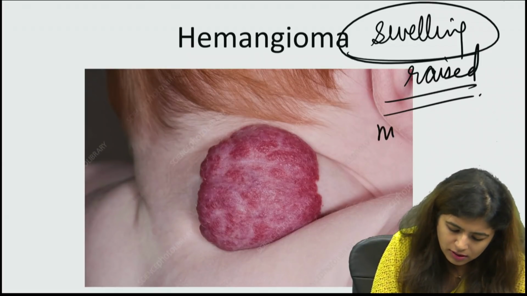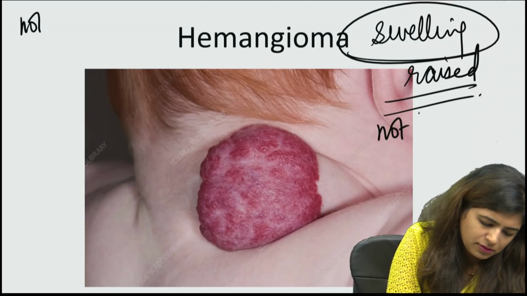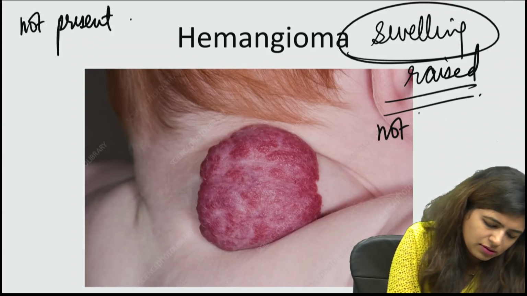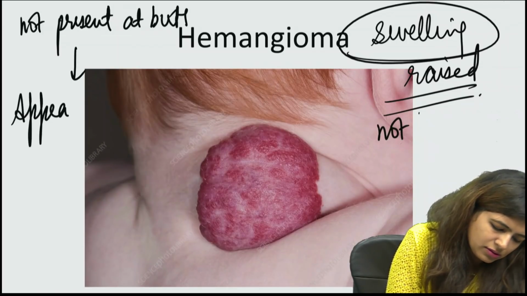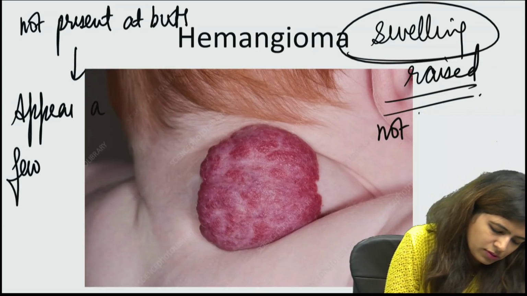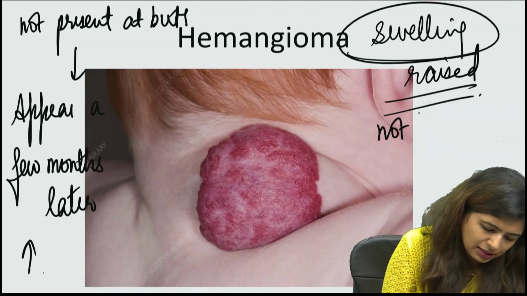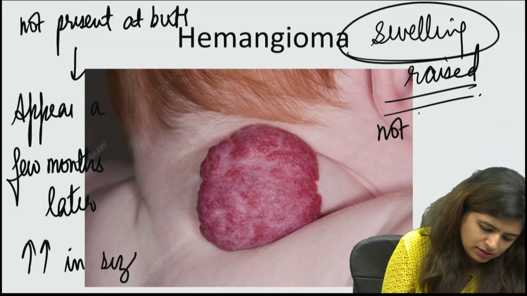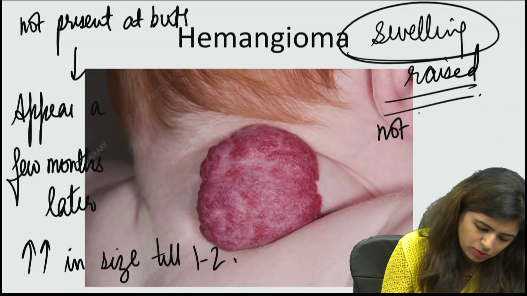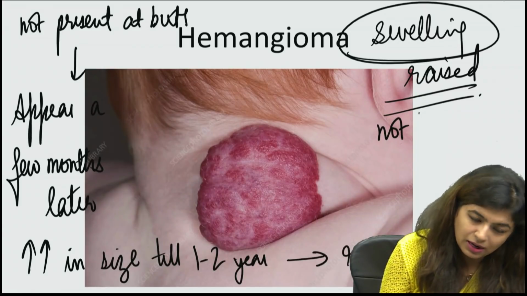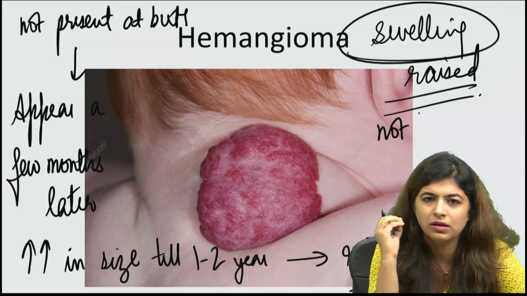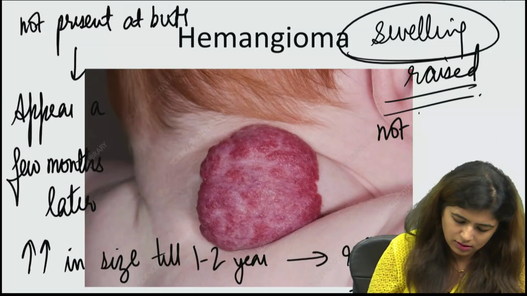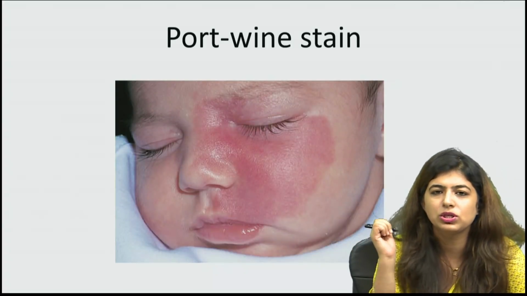Generally it is not present at birth. It appears a few months later and then keeps increasing in size till maybe 1 to 2 years, after which it starts resolving. So that is how the natural history of hemangioma is. Clear to everyone? Great.